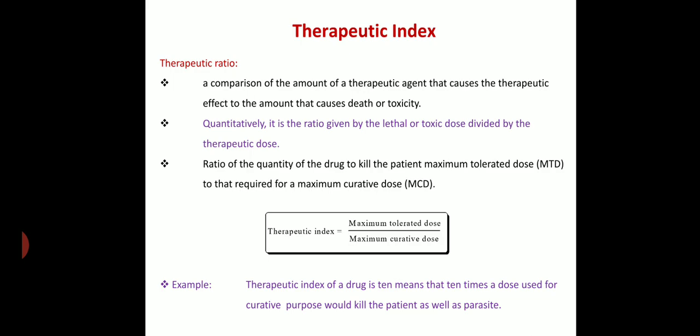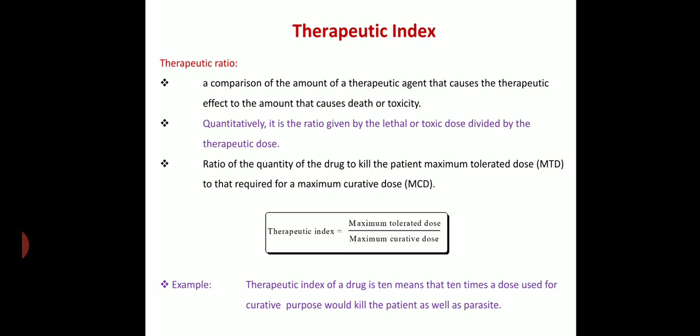So, next is the therapeutic index. The therapeutic ratio is the comparison of the amount of therapeutic agent that causes the therapeutic effect to the amount that causes death or toxicity. Quantitatively, it is the ratio given by the lethal or toxic dose divided by the therapeutic dose. It is the ratio of the quantity of the drug that would kill the patient, the maximum tolerated dose, that is MTD, to the quantity required for the maximum curative dose, MCD.